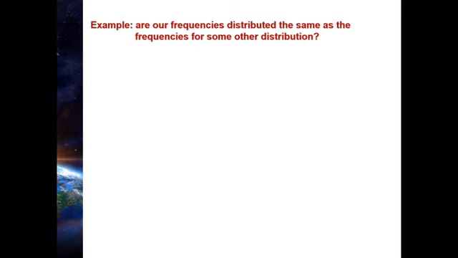Here's another example of the goodness of fit test. So in that first one, we just wanted to know, are the different categories equally represented? In other words, are the frequencies the same for each category statistically? In this example, we want to know if the frequencies that we observed across the different categories are the same as those in some other distribution. Okay?